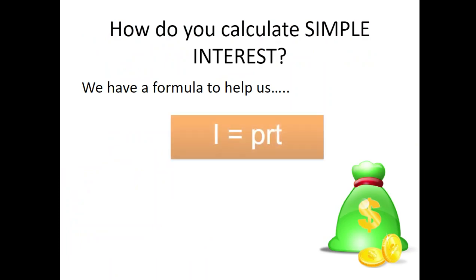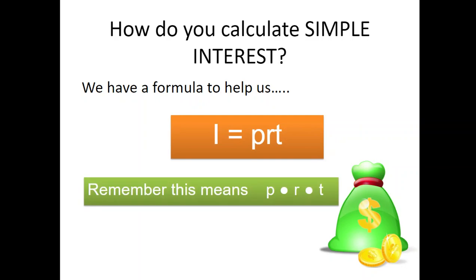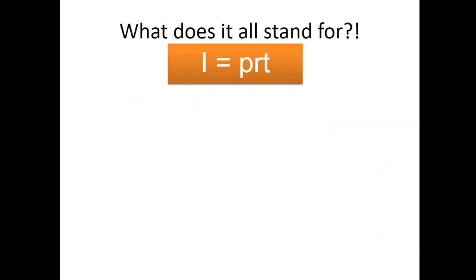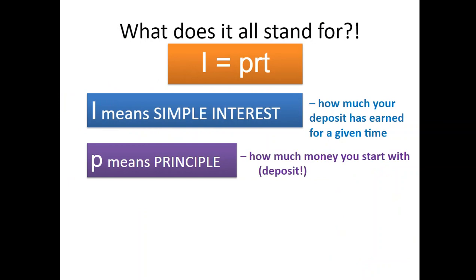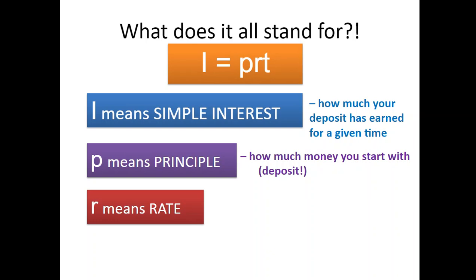There's a formula, and the formula is I equals PRT. Remember, P times R times T. What do all those stand for? I means your simple interest, basically how much your deposit has earned. P is your principal, how much money you start with, or your deposit.